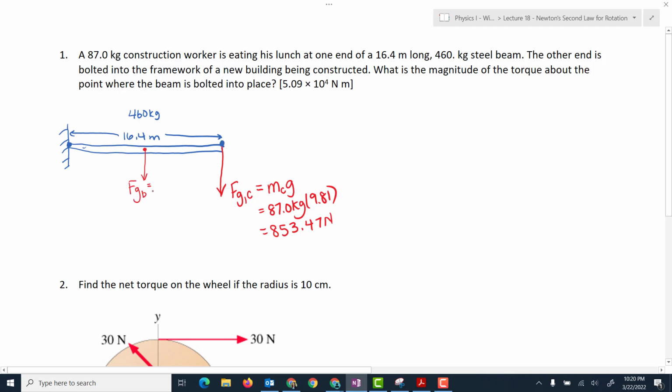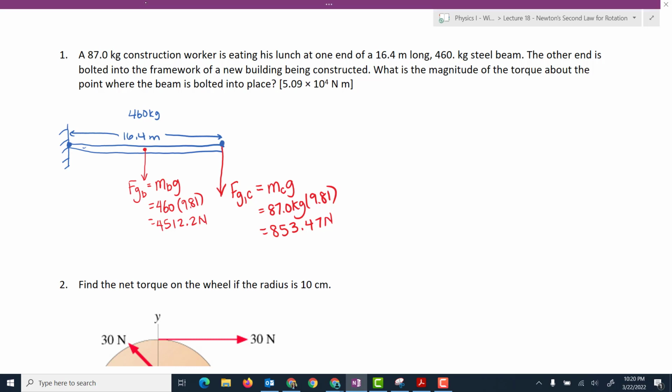This is just the weight of the beam, which is the mass of the beam times gravity. The mass of the beam is 460 kilograms times 9.81 for gravity. And I'll type that up, 460 times 9.81, and we get 4512.6 newtons. All right, so these are all the forces that are acting on this beam, and so now what we want to do is figure out what is the magnitude of the torque about the point where the beam is bolted into place.